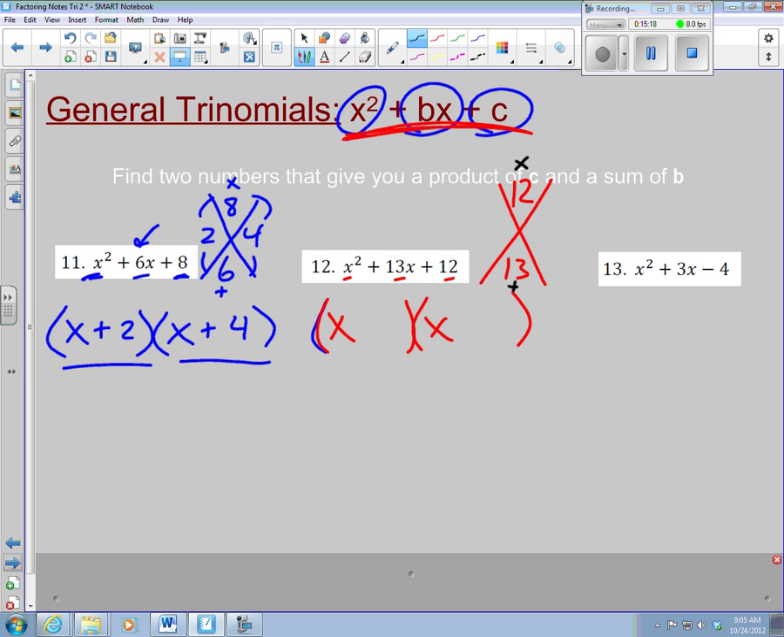Well, 3 and 4 isn't going to work. 1 and 12 isn't going to, well, yeah, 1 and 12 will work. 1 times 12 is 12, and 1 plus 12 is 13. Once again, they're both positive here, so it's x plus 12 and x plus 1, and we're done. Those are my two factors. I'll let you guys try number 13, and we will finish this up tomorrow.